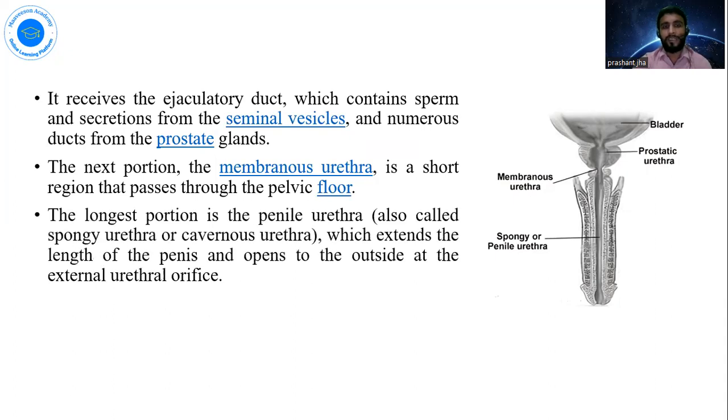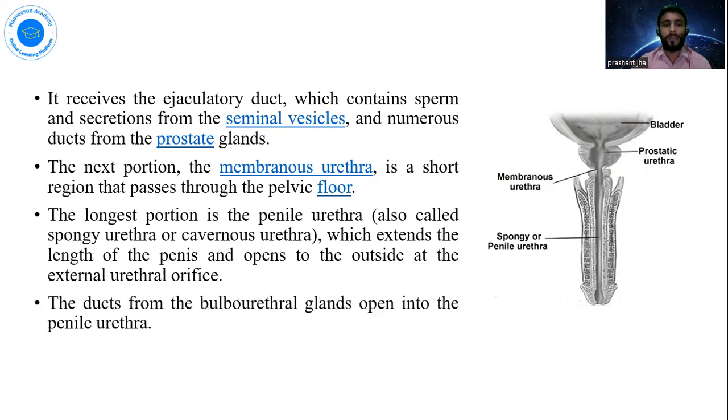The longest portion is the penile urethra, also known as the spongy urethra or cavernous urethra. It extends the length of the penis and opens to the outside at the external urethral orifice. The ducts from the bulbourethral gland open into the penile urethra.